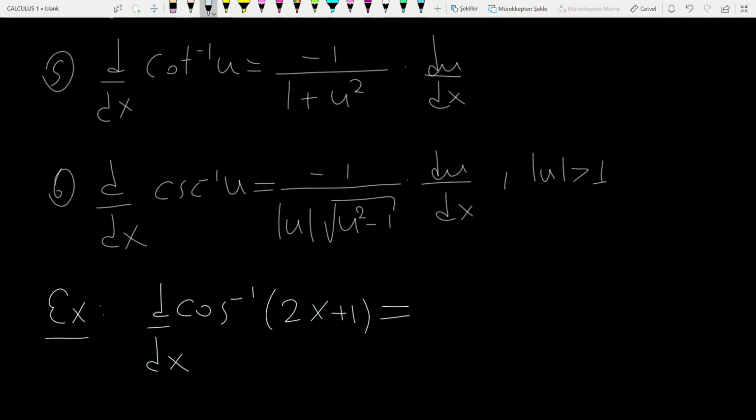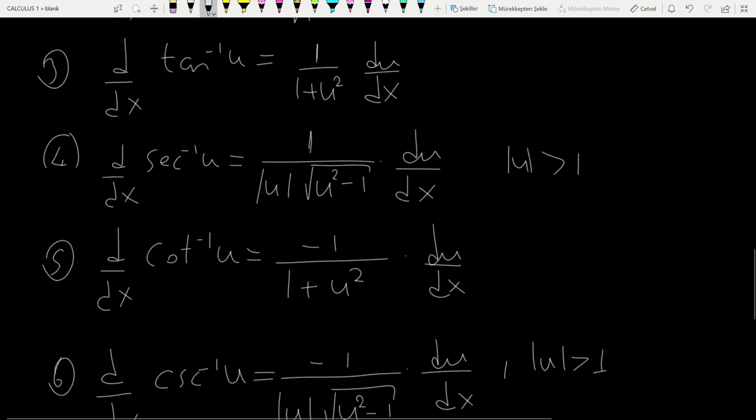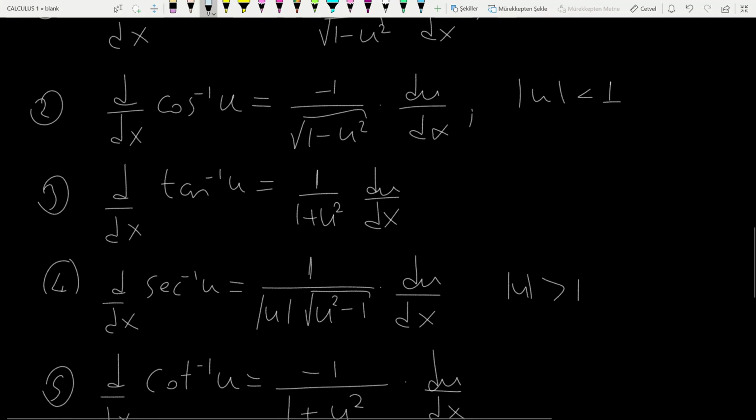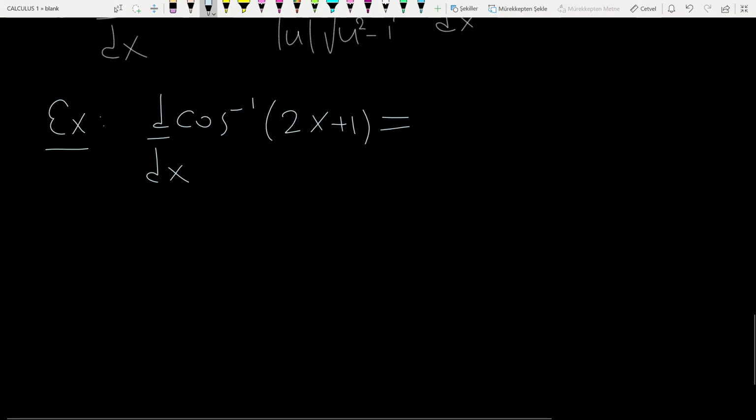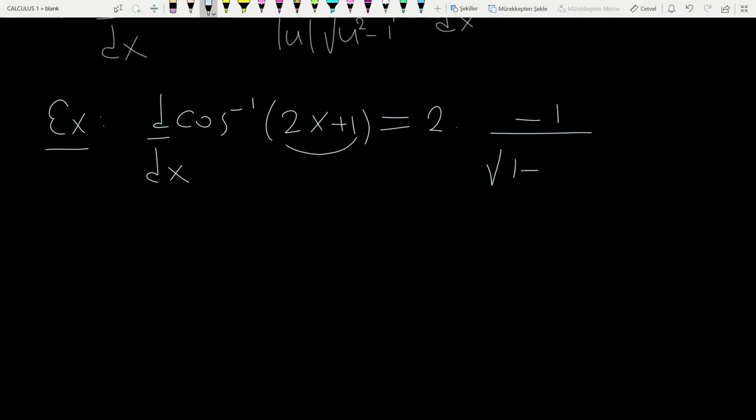So what's the formula of derivative of arc cosine? Let's remember. The second one is the formula of derivative of arc cosine: minus 1 over square root of 1 minus u squared times du over dx. Let's first say derivative of inside is 2, times derivative of inverse cosine is minus 1 over square root of 1 minus square of inside, (2x plus 1) squared.